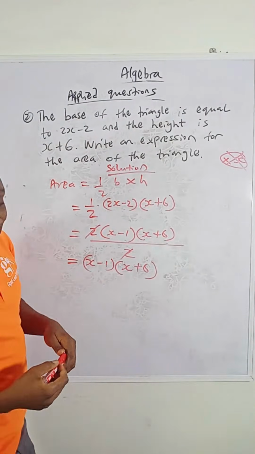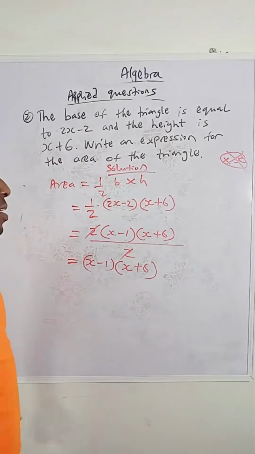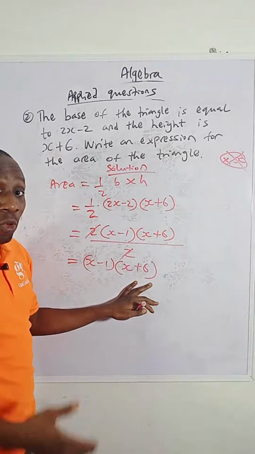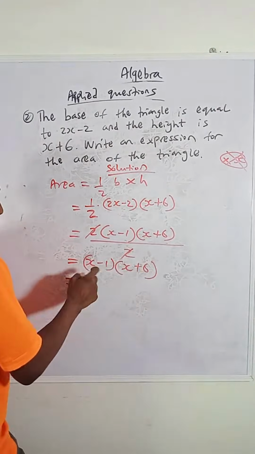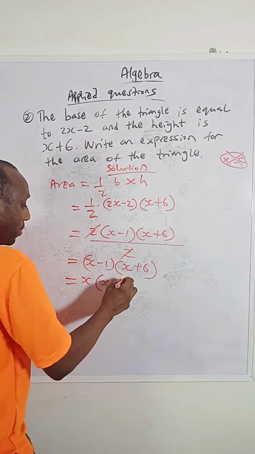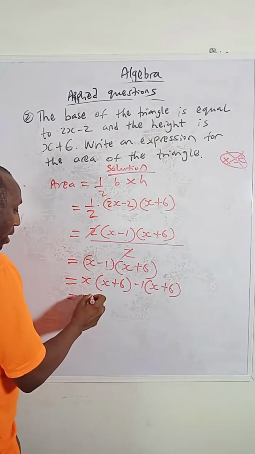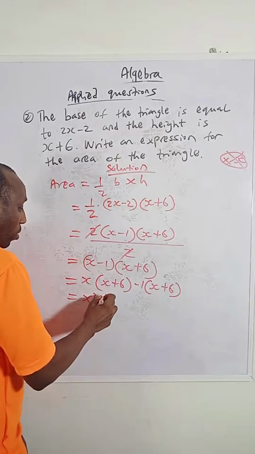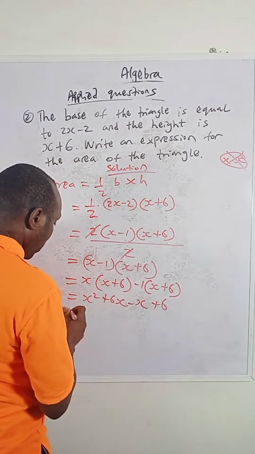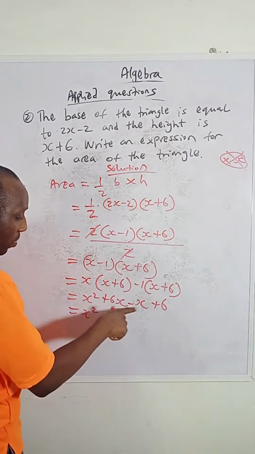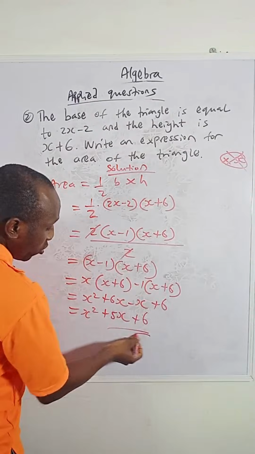You can choose to expand this and simplify if you want to. It depends on what you have in the options. You put it as the answer, as one of the options, or you can just have something that has been expanded and simplified. So x then bracket x plus 6, and then minus 1 bracket x plus 6 again, right? So x times x is x squared. x times plus 6 is plus 6x. Minus 1 times x is minus x. Minus 1 times 6 is minus 6. So you have x squared. What is 6x minus x? That's plus 5x, then plus 6. I think this should be the final result.